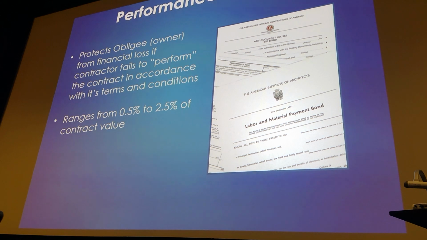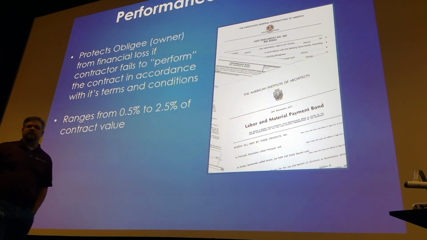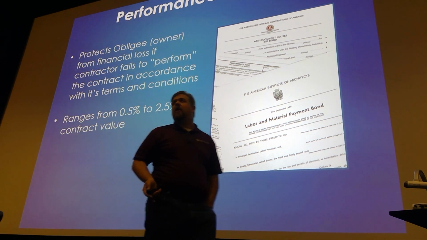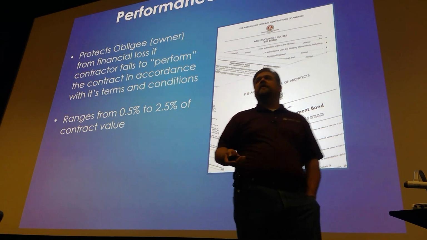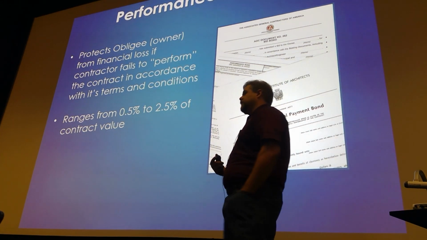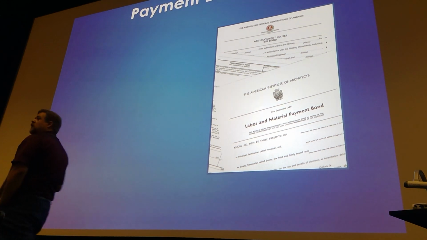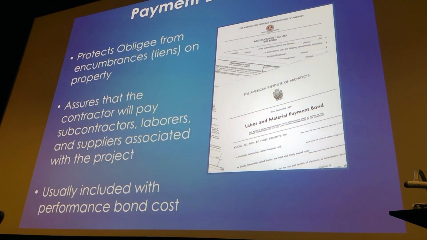Performance and payment bonds, we said we talk about these like they're one bond, and we often purchase it as if it's one bond, but there's two separate functions here. There's a payment and a performance portion. A performance guarantees the owner from loss if we as the contractor fail to perform the requirements of the contract. The payment portion guarantees the owner from loss in the event that we as the contractor do not pay our subcontractors.